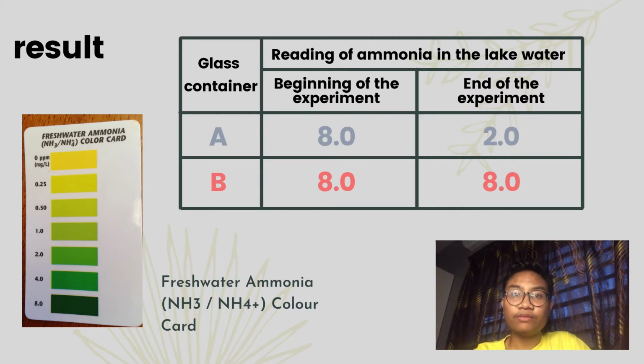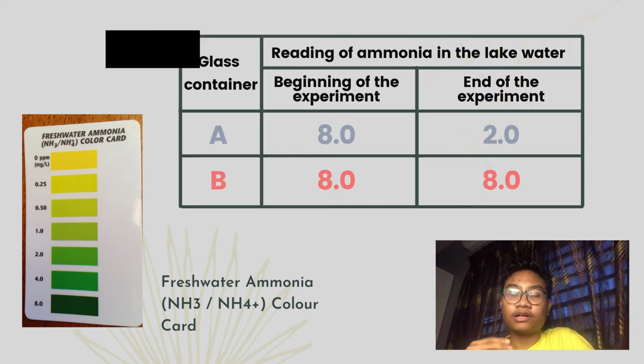And at container A, we put 6 water hyacinths and container B will remain unchanged. The observation for container A is a decrease in the reading of the ammonia, where the color shows light green, and the reading of the ammonia by referring to the freshwater ammonia color card shows 2.0 mg per liter. And for container B, at the end of the experiment it remains unchanged, which is dark green and 8.0 mg per liter on the ammonia color card.